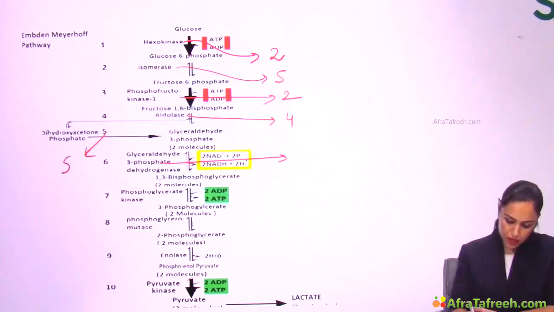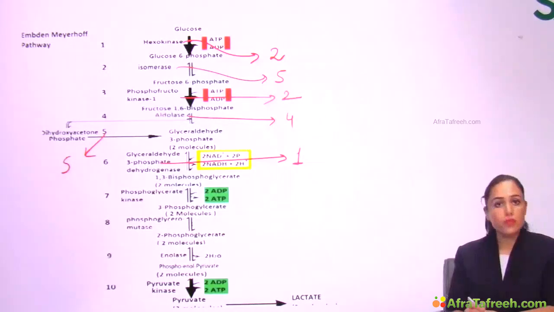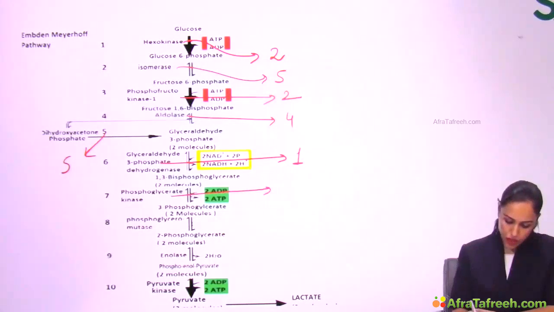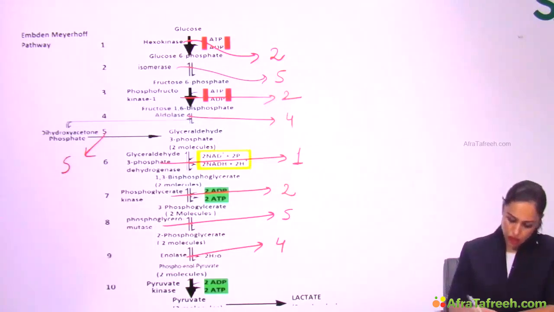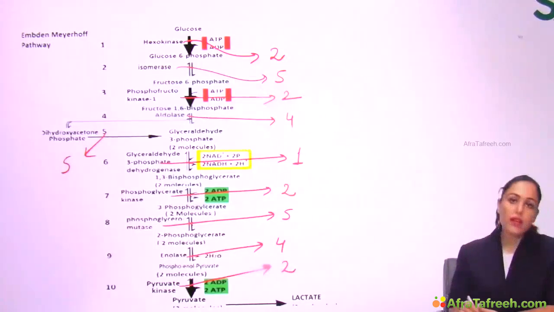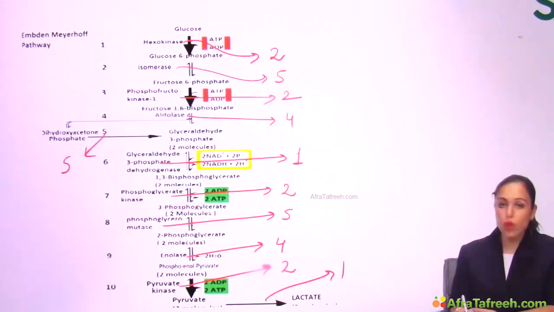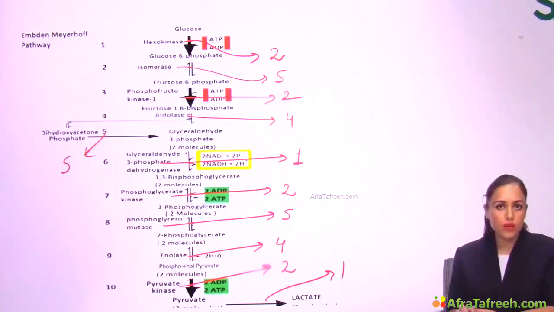Then 6th number enzyme is dehydrogenase. Dehydrogenase means EC number 1. Then PG kinase, so 2. Mutase, 5 I told you. Enolase is EC number 4. This I will explain later in enzymes topic. Then pyruvate kinase, because it is a kinase, so EC number 2. And the last one, lactate dehydrogenase of anaerobic glycolysis, EC number is 1 here, right?